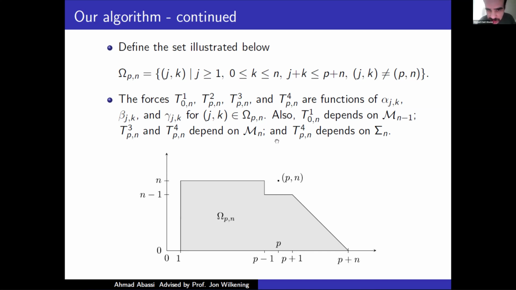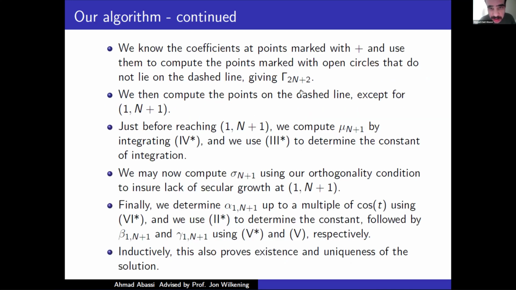And also, as it turns out, that T1 and T2 at P_n depend on height functions up to n minus 1, which will allow us to compute mu_n when we deal with point small n, and T3 and T4 at P_n depend on the height functions up to n, which makes sense, and we will see in a moment. And T4 at P_n depends on sigma_n, basically all sigma Stokes coefficients up to n, including small sigma_n. And the idea of the algorithm is we know the pluses, and we want to compute the open and closed markers.